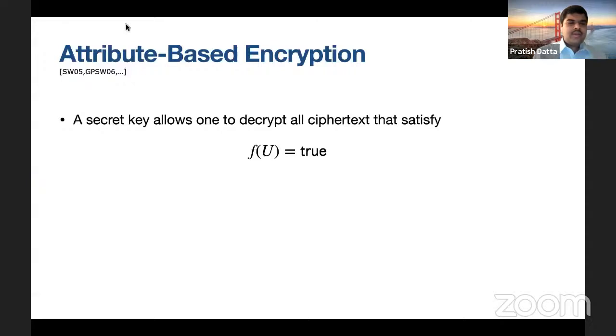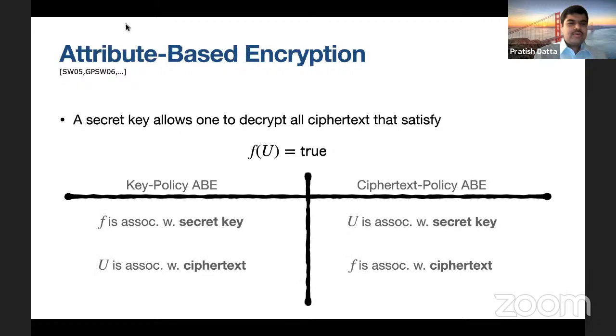So attribute-based encryption, or ABE for short, is an advanced variant of a public key encryption scheme where a secret key is allowed to decrypt a ciphertext if and only if a certain access policy is satisfied by a certain set of attributes. Now, ABE is considered in two flavors. One is key policy and another one is ciphertext policy. In the key policy setting, a secret key is associated with an access policy, while a ciphertext is associated with a set of attributes. While for the ciphertext policy variant, the roles of the policy and the set of attributes are switched. So in this work, we'll be particularly interested in the ciphertext policy variant.